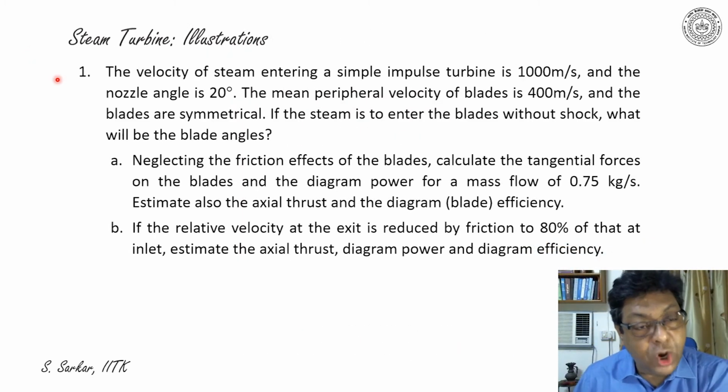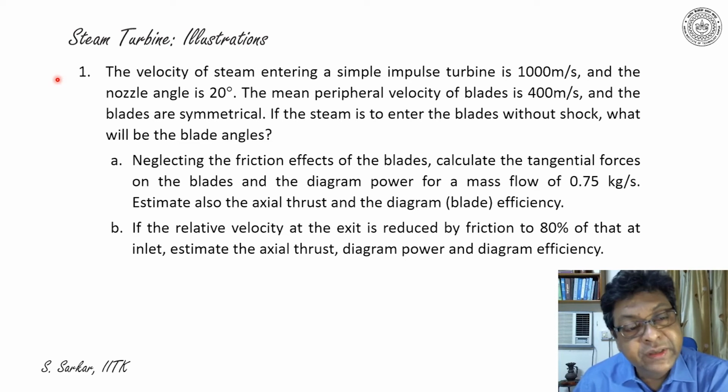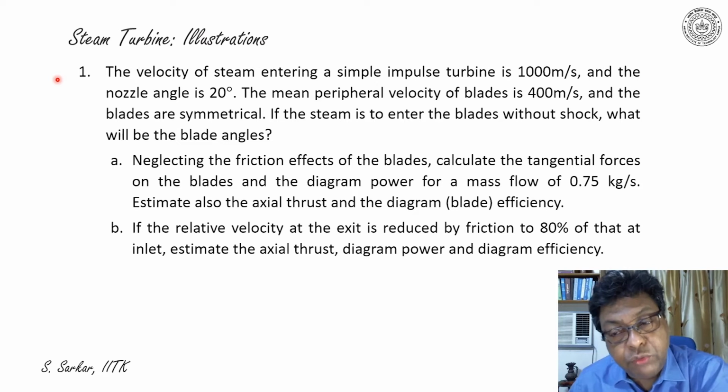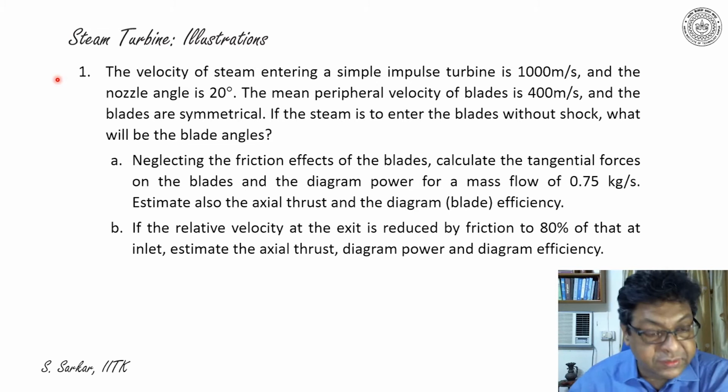The statement of problem number 1 is: the velocity of steam entering a simple impulse turbine is 1000 meters per second and the nozzle angle is 20 degrees. The mean peripheral velocity of blades is 400 meters per second and the blades are symmetrical. If the steam is to enter the blade without shock, what will be the blade angles?